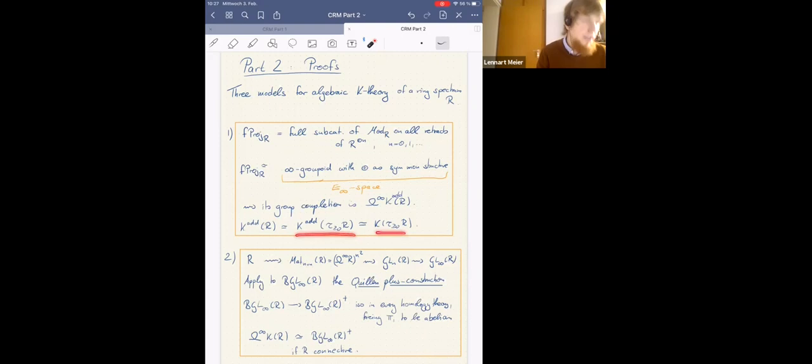It turns out that for connective ring spectra, this K-theory spectrum I get is actually the correct one. For non-connective ones, it turns out that this additive K-theory is insensitive to taking connective covers, which, depending on what you like, might be good or bad news. But it doesn't really give the correct K-theory spectrum for an arbitrary ring spectrum.